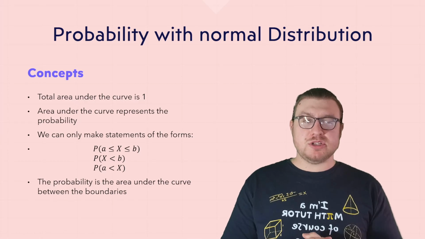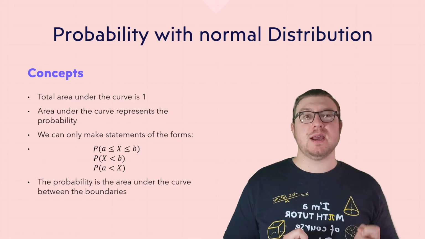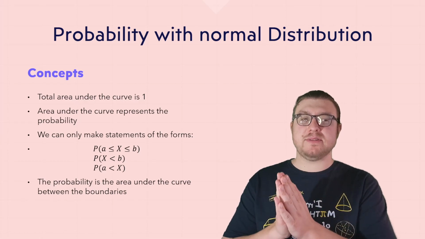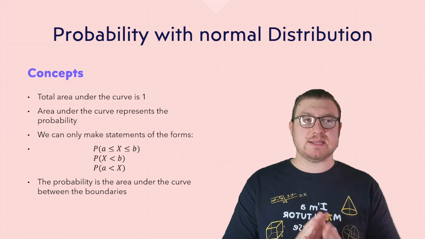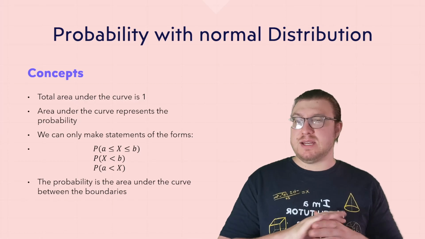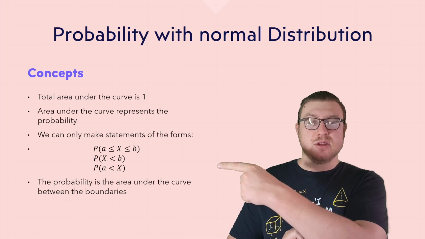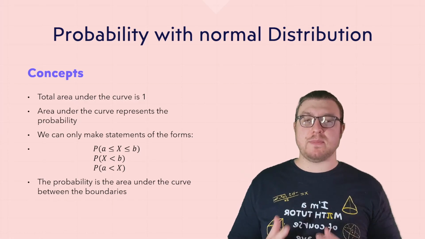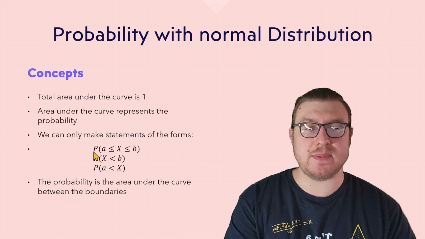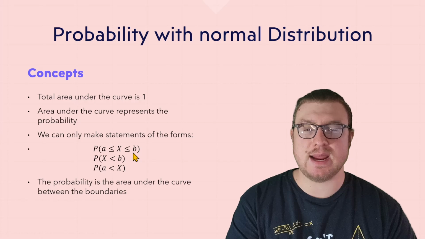So with the normal distribution, we cannot make a statement about the probability that someone is 1 meter tall. The probability that x is equal to a value is not available. It is always 0. But it doesn't matter, they're not going to ask you for that. I have not seen it yet, but you should remember that we're always going to be asking statements in this form. So remember that this statement means the probability of x between a and b.